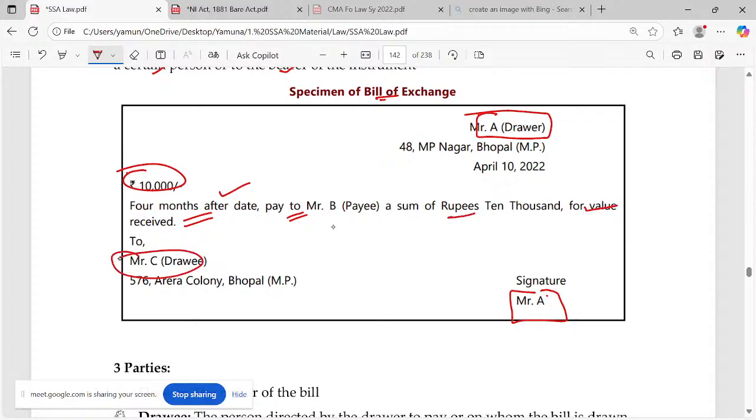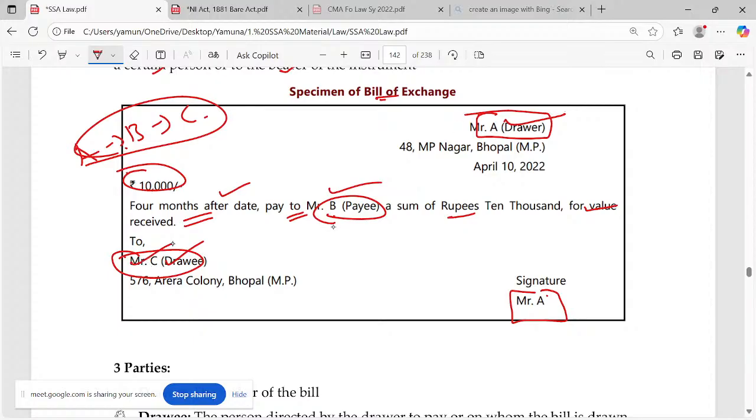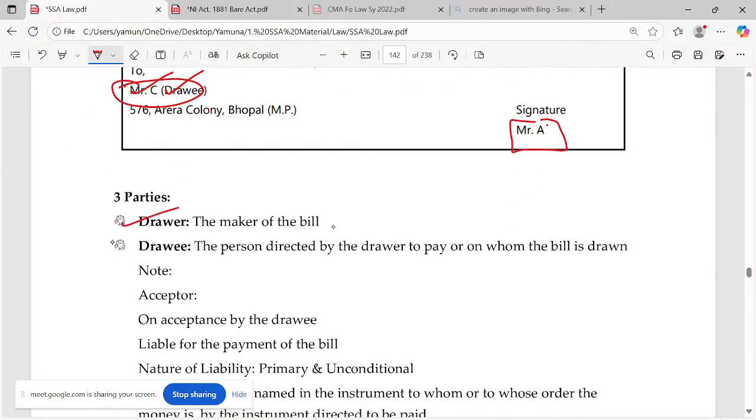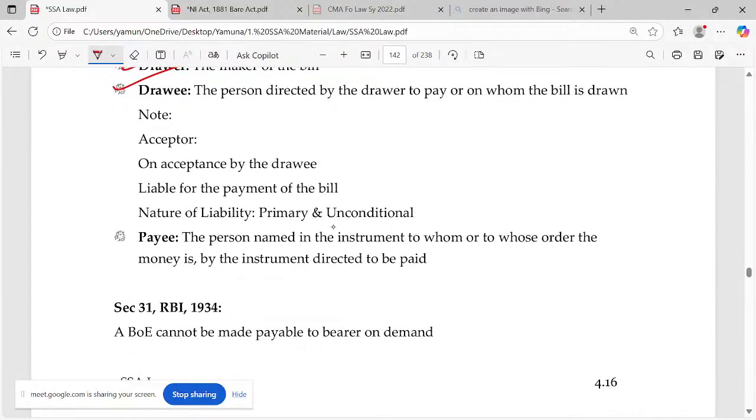To whom he is making this? To C. Okay. So pay to whom? B. Okay. A, B, C are involved. He is actually drawing. He is giving this to C. But what he is asking you to do? Pay to C. C or B. Okay. So for the value received, because we need to have consideration. Three parties: drawer, drawee, and payee.